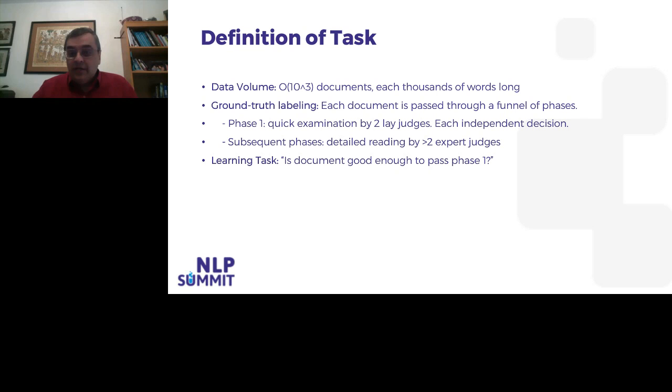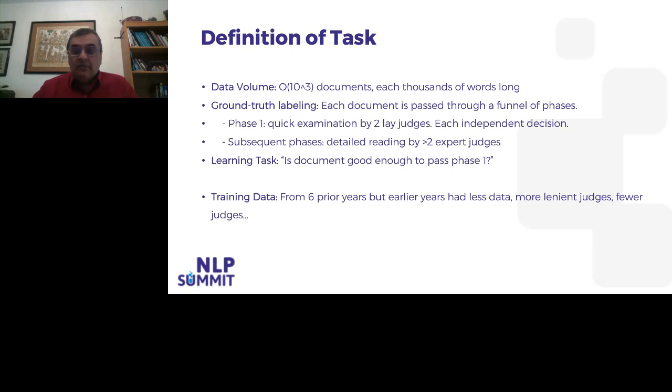So we had training data from 6 prior years, but one interesting thing was that the generative function for each year for the ground truth labeling was different. So in earlier years, there were fewer documents, the judges were more lenient, there were fewer judges, and there were fewer phases. So everything was different from year to year. So our training data was actually stratified by year.